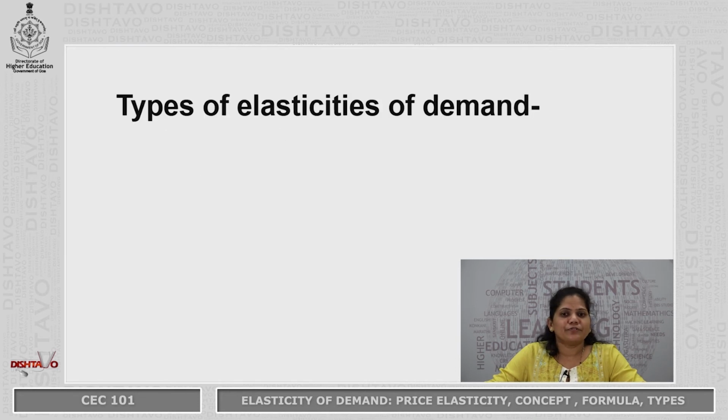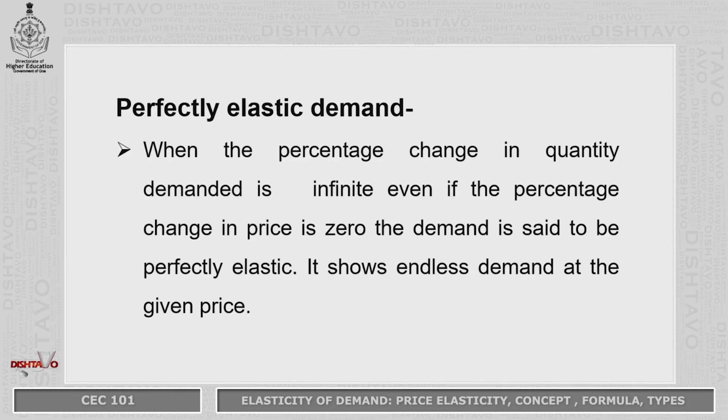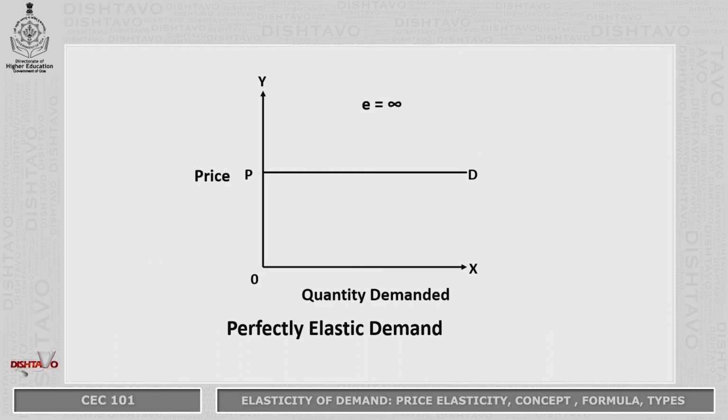The different types of elasticities of demand. We have 5 different types. First is perfectly elastic demand. When the percentage change in quantity demanded is infinite, even if the percentage change in price is 0, we say that the demand is perfectly elastic. It shows endless demand at a given price. In this case, the demand curve is a straight line parallel to the OX axis. We can see that at price OP, infinite quantity is demanded.